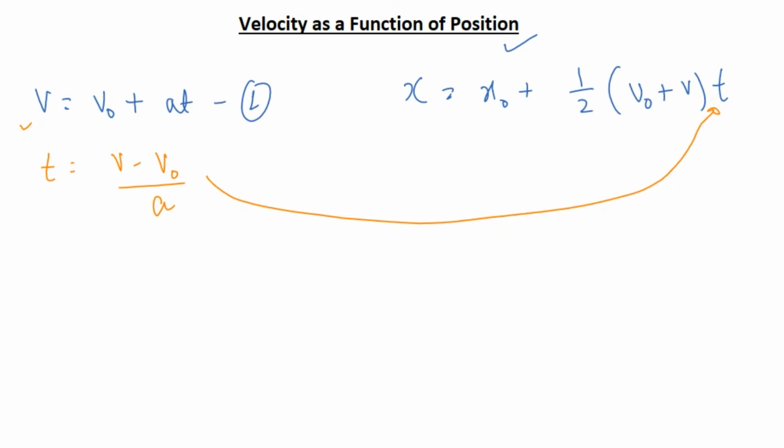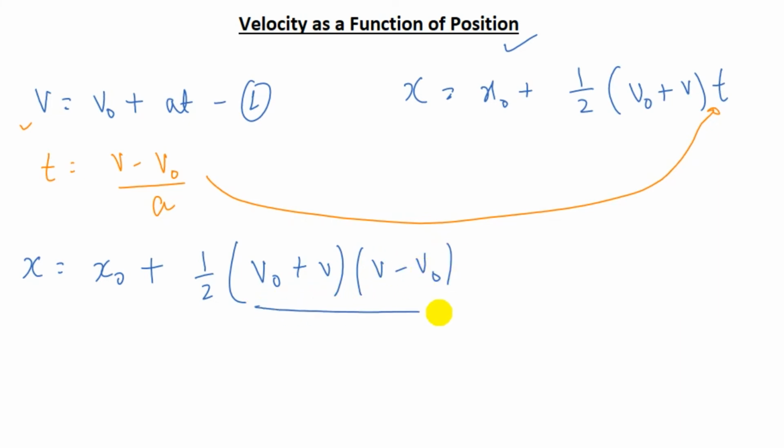So we'll get x equals x naught plus 1 over 2 multiplied with (v naught plus v), and for t we have (v minus v naught) divided by a. Now we can write this as v here and v naught here, it's one and the same thing. Now we can use one formula here: a plus b multiplied with a minus b would be a square minus b square.